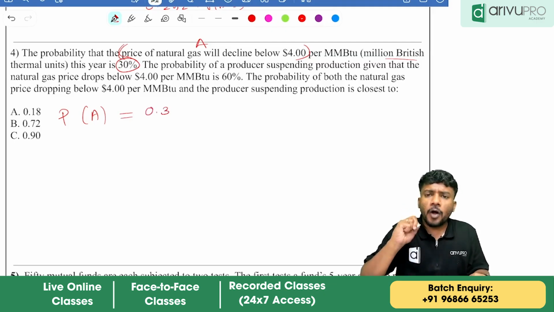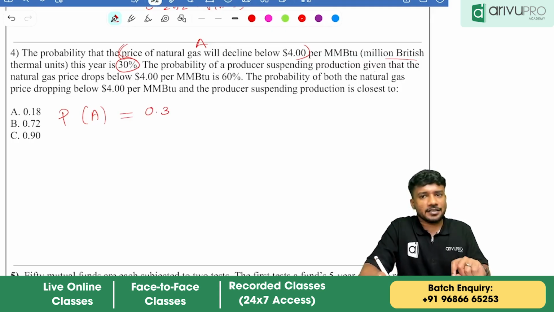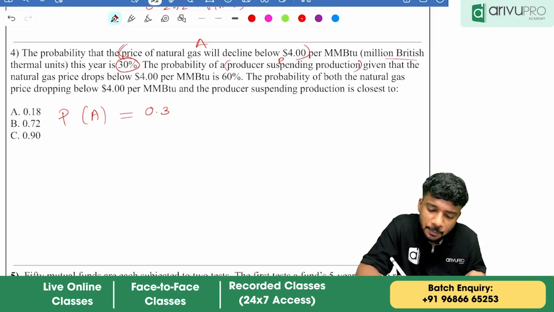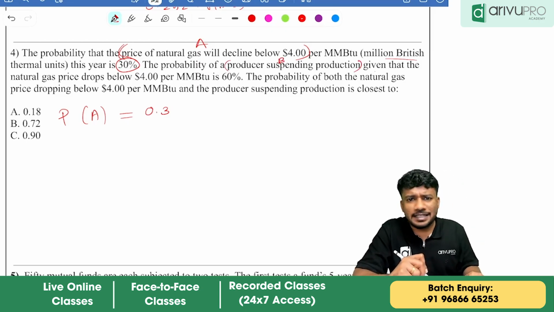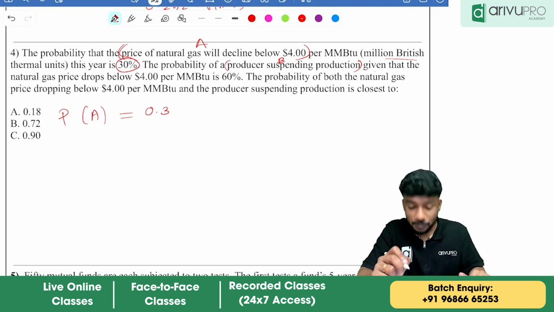Then probability of a producer suspending production, given that, so let probability of a producer suspending production be B. I'm calling that event as B. Producers suspending production.